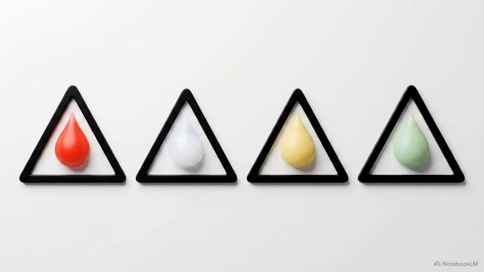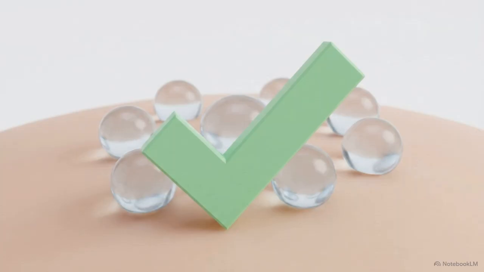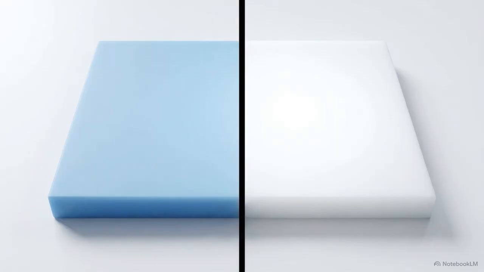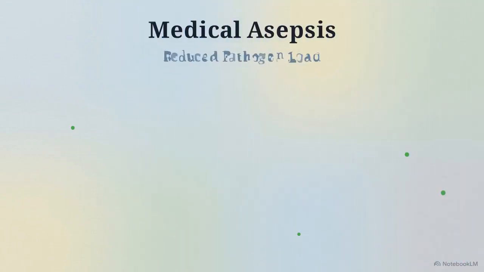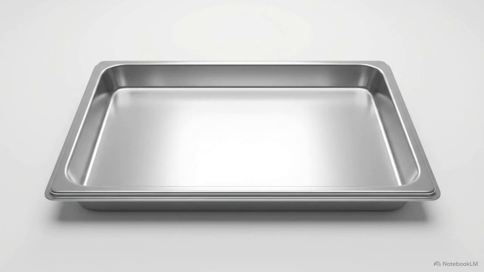The foundational rule of standard precautions is to treat all blood, body fluids, secretions, and excretions, with the exception of sweat, as potentially infectious. We manage this risk through 2 distinct levels of cleanliness. Medical asepsis, or clean technique, reduces the total pathogen load on surfaces and skin. Surgical asepsis, or sterile technique, involves the complete elimination of all microorganisms, including resilient bacterial spores.